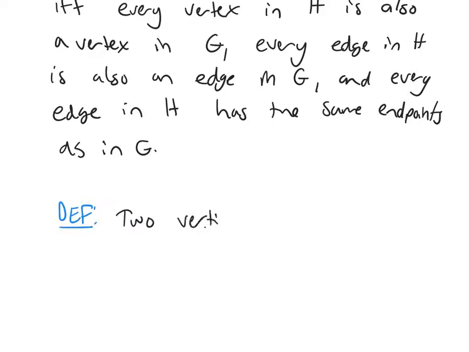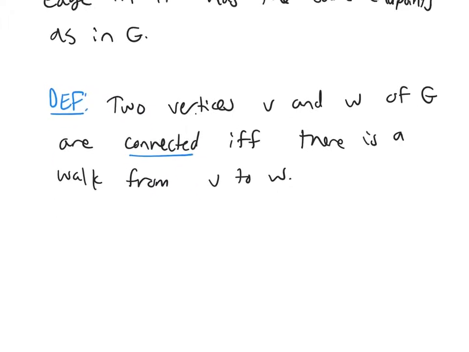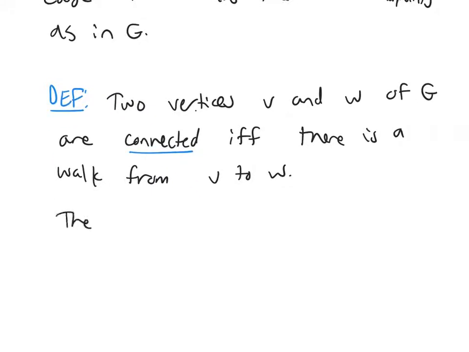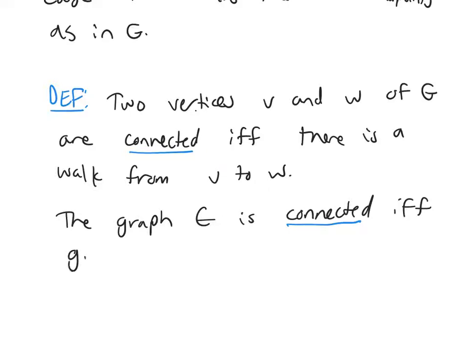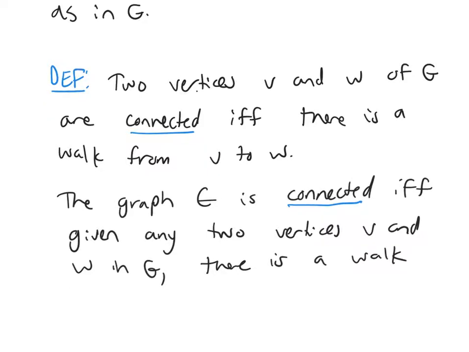We'll say two vertices, V and W, of a graph G are connected if and only if there is a walk from V to W. And we could say that the graph G is connected if and only if, given any two vertices V and W in G, there is a walk from V to W.